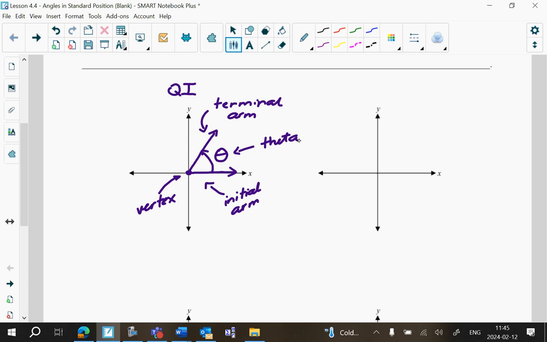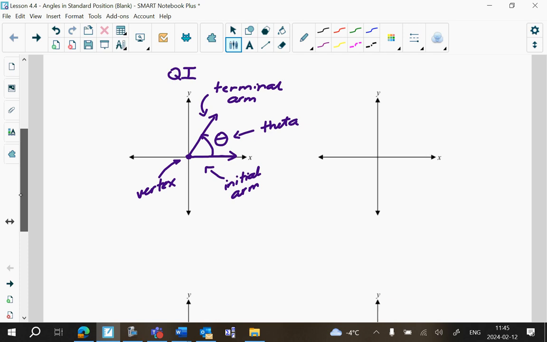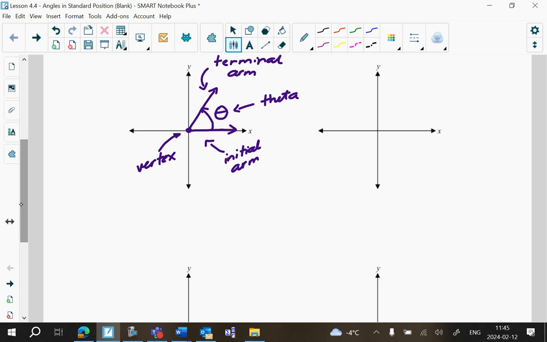I've drawn an angle on a coordinate grid in quadrant 1. What are all the possible angle measures I could draw in quadrant 1? Anywhere between 0 and 90 degrees. I mean, I could draw 0 too, and I could draw 90 too, but those are kind of special angles we'll talk about later.